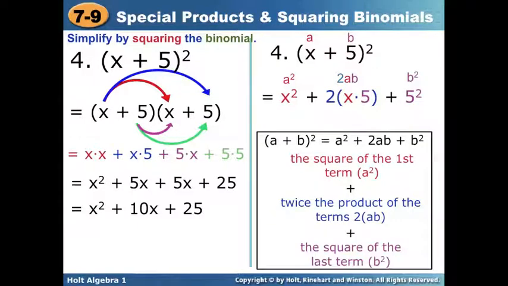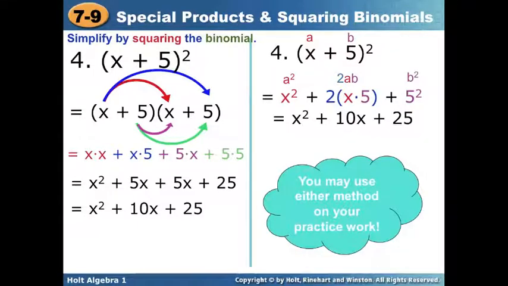So we'll need to simplify our answer. So we have x squared plus 10x plus 25. Notice this is the same answer we found when we used the distributive property. You may choose either method on your practice work. In notes, you must have both methods copied, the distributive method and using the rule. But when you practice in your own work, you may choose either method.